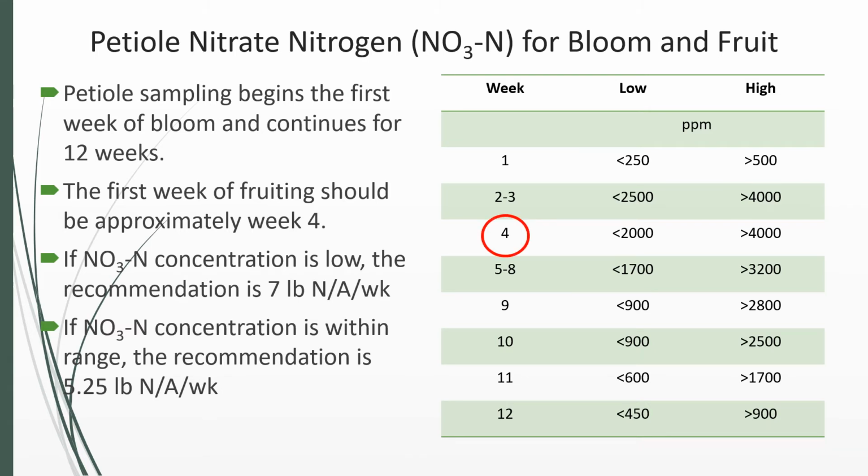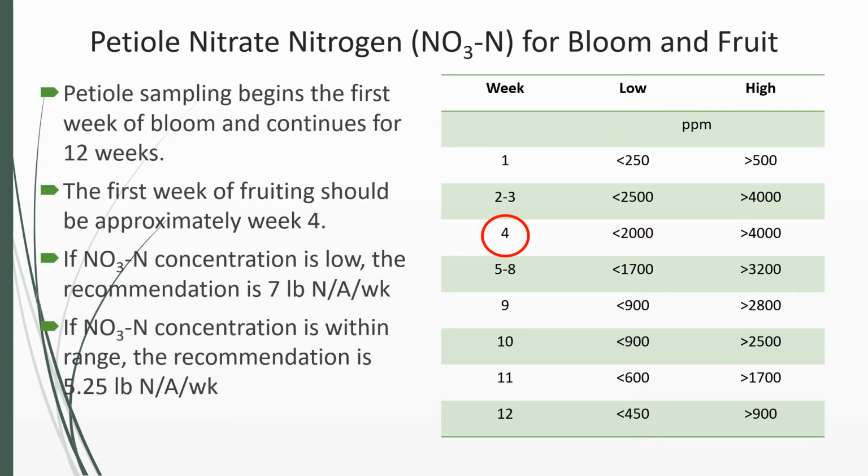The first week of fruiting should be approximately week 4. This is what is circled here. However, this does not mean that you start your weeks over at week 1. Fruiting does not equal week 1 again. Fruiting equals week 4, and then you continue on with your weeks at 5, 6, etc.